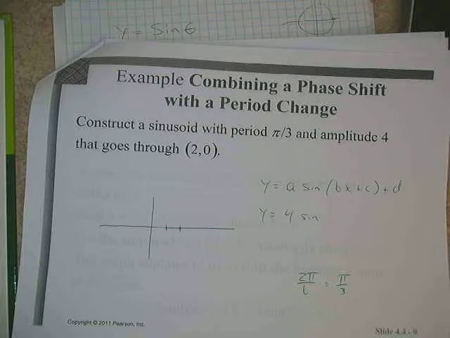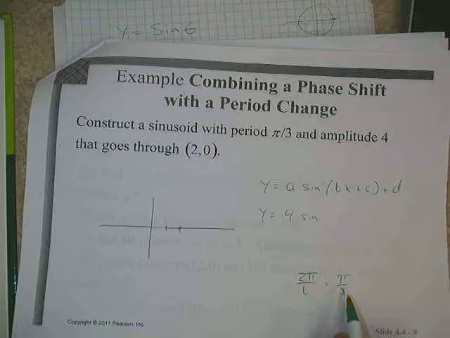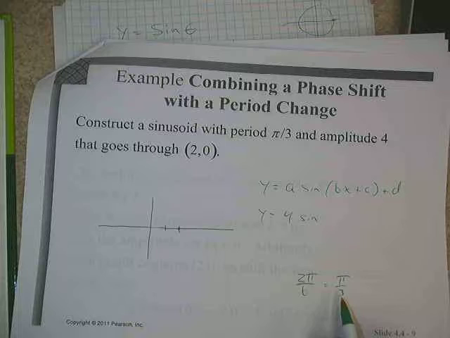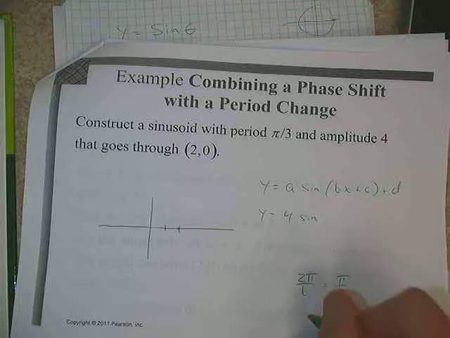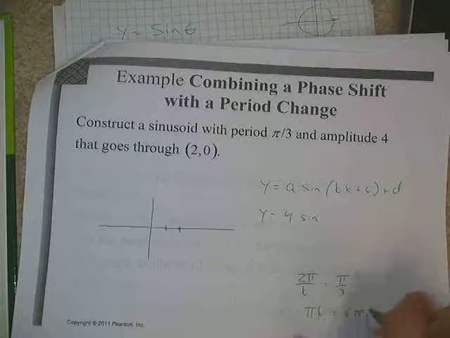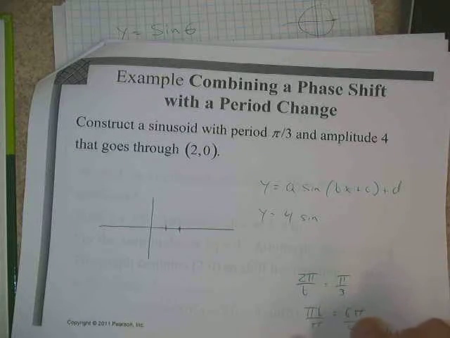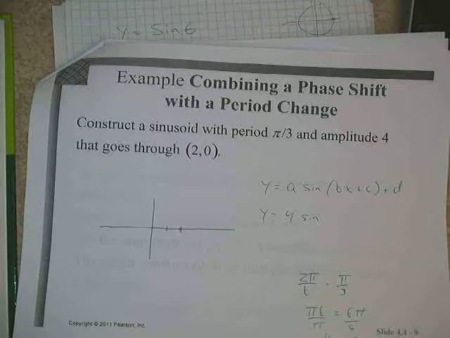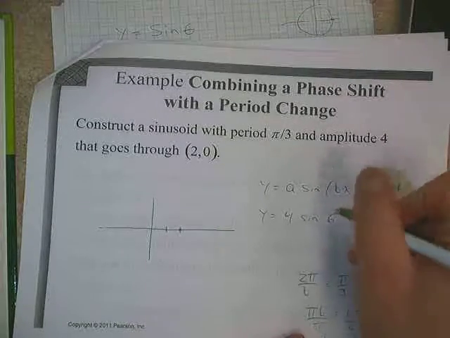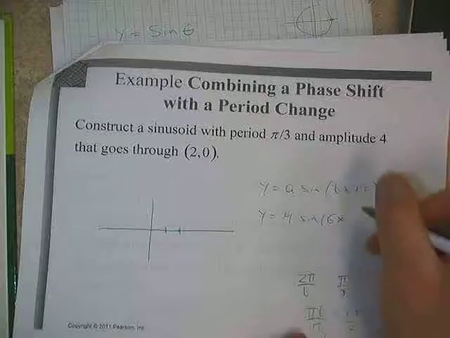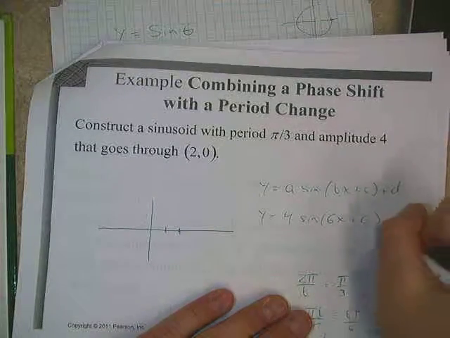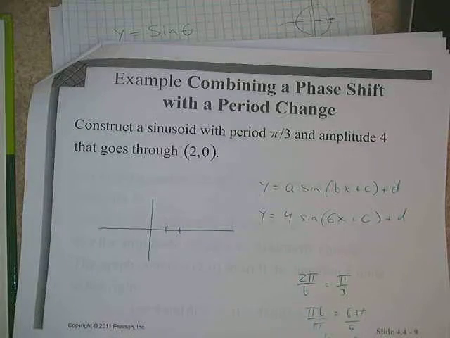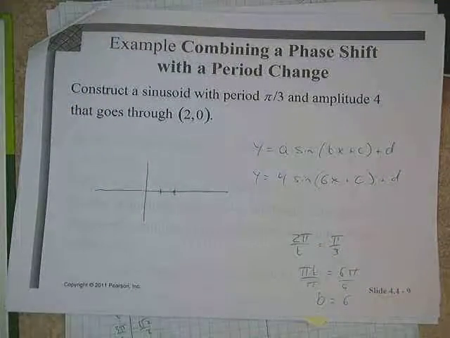Then the next thing we're going to figure out is how to make the period be pi over 3. We know that that's going to be some variation in b, and we know that 2 pi over b is equal to pi over 3, because 2 pi over b is equal to the period, and they told us the period. So we should be able to solve this equation for b. I would use the cross product property here: pi b equals 6 pi, divide by pi, and we get b equals 6. So that means I'd have a 6 here.